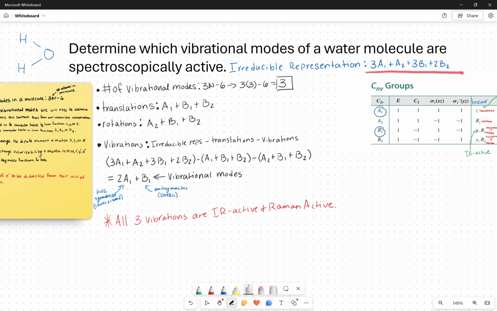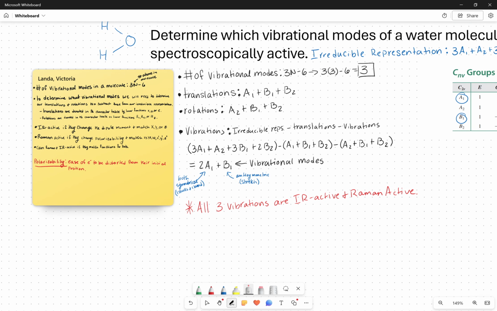In order to find our vibrations, we need to take our irreducible representations, which are right here, and from that we need to subtract our translations and our rotations. And once we go through and do that, we are left with 2A1 plus B1 as our vibrational modes. And this lines up with our expected value of 3 vibrational modes.